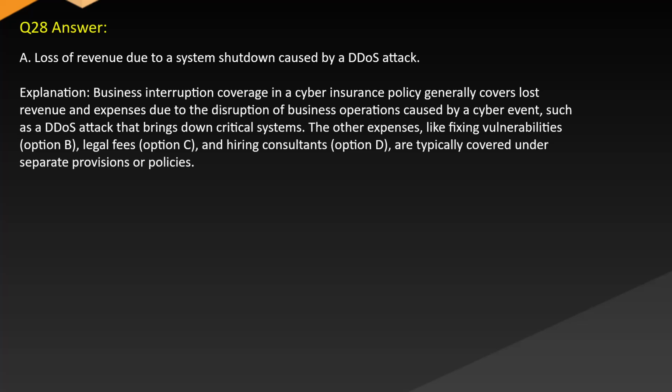Answer A. Loss of revenue due to a system shutdown caused by a DDoS attack. Explanation. Business interruption coverage in a cyber insurance policy generally covers lost revenue and expenses due to the disruption of business operations caused by a cyber event, such as a DDoS attack that brings down critical systems. The other expenses, like fixing vulnerabilities, option B, legal fees, option C, and hiring consultants, option D, are typically covered under separate provisions or policies.